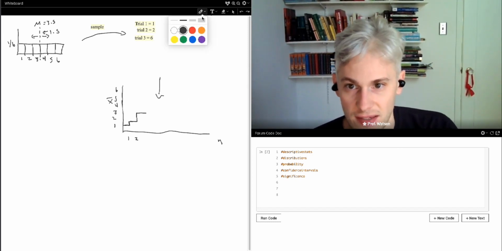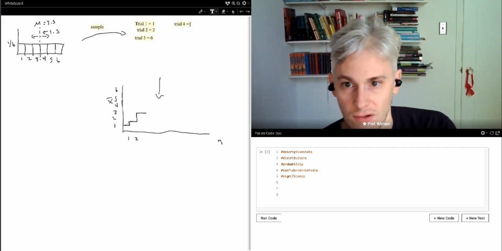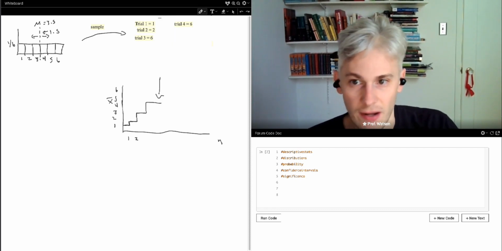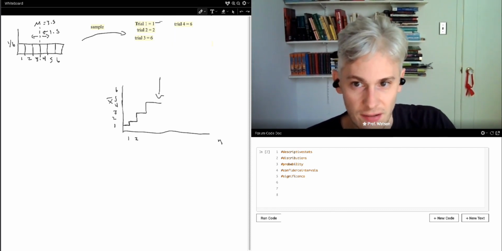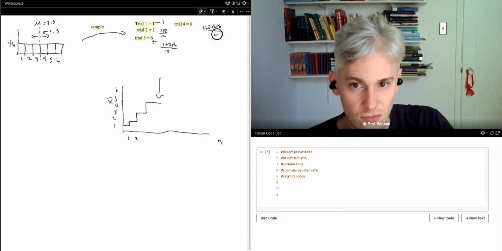We're going to repeat this again. Let's do a 4th trial. Oh, we get another 6. Now our sample mean is going to jump up to 4. I hope this is clear. Our sample mean here is 1. And then here it's going to be 1 plus 2 over 2. And then after trial 3, it's going to be 1 plus 2 plus 6 over 3. And then after 4, it's going to be 1 plus 2 plus 6 plus 6 over 4, and so on.